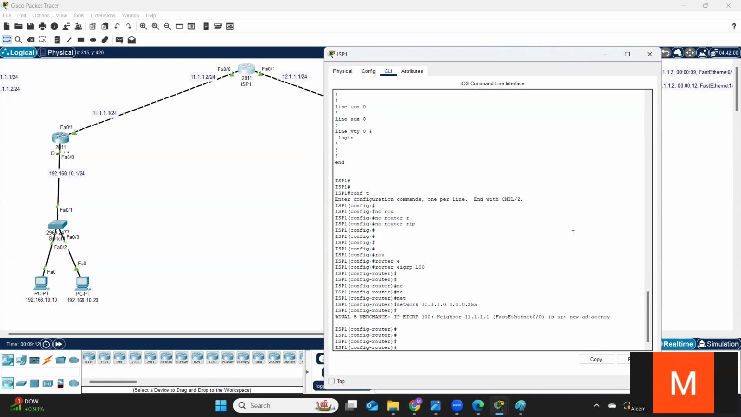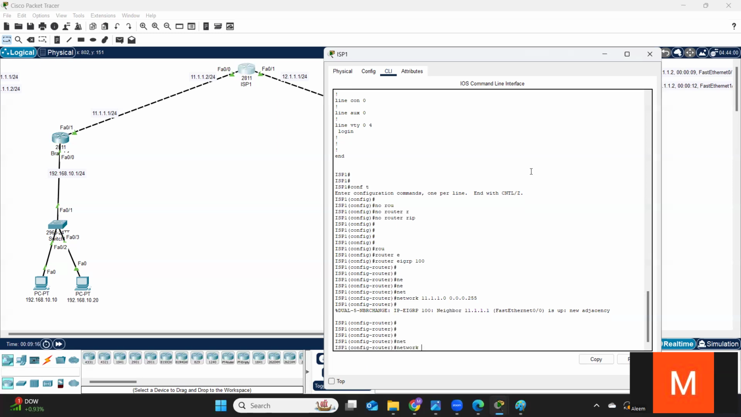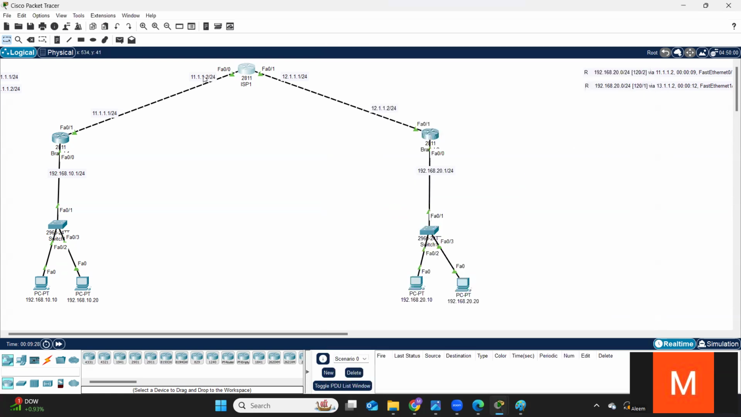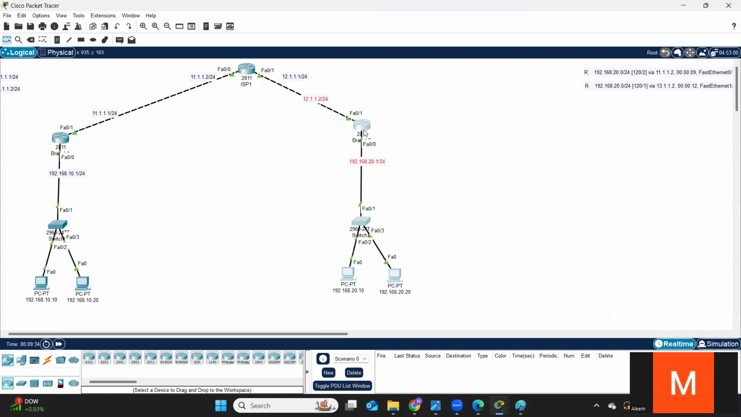So now done. Again, we'll configure the other network on the router with the network command 12.1.1.0, which is the opposite interface, with 0.0.0.255. Hit enter, just that much. We have two directly connected interfaces, this interface and this interface. That much only we have to advertise. Apart from that, nothing we have to advertise. Not required.